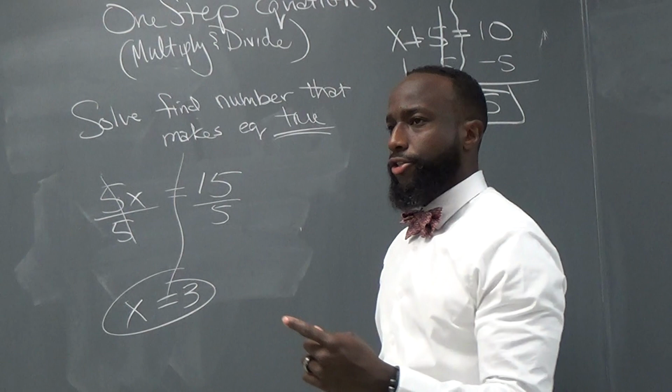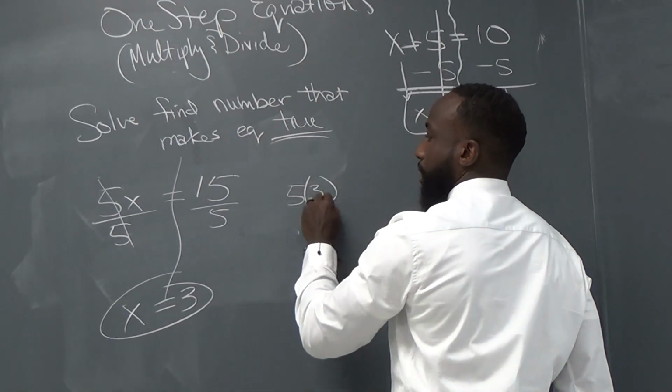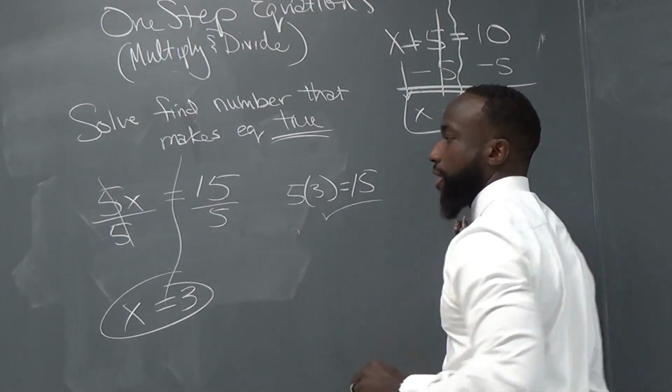Now, to check it, to make sure you did it right, you just take this 3 and substitute it back in. So you have 5 times 3. 5 times 3 equals what? 15. There you go.